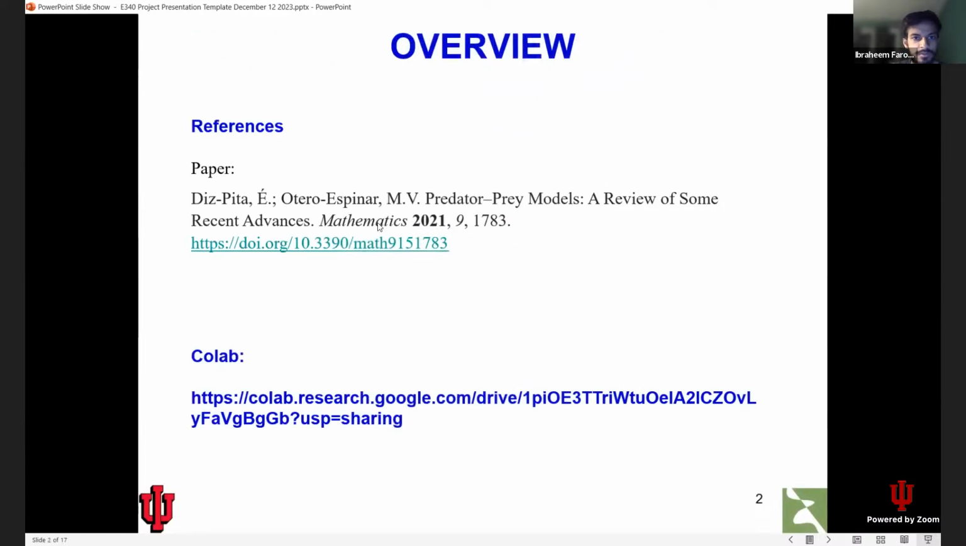So this is just the overview. This is the paper that I've been working on. It's called Predator-Prey Models: Review of Some of the Recent Advancements. And there's my Colab link. We'll go over that at the end, hopefully.